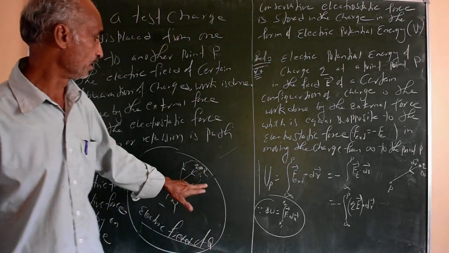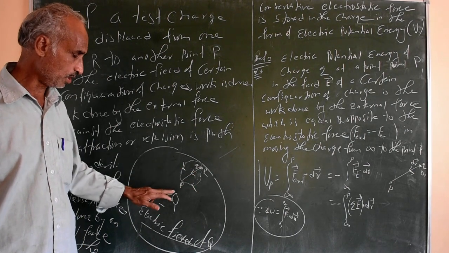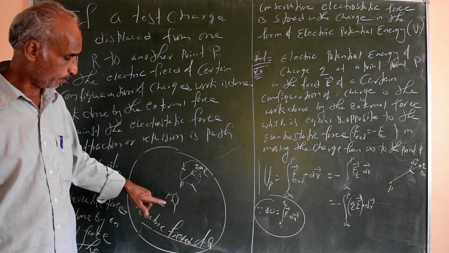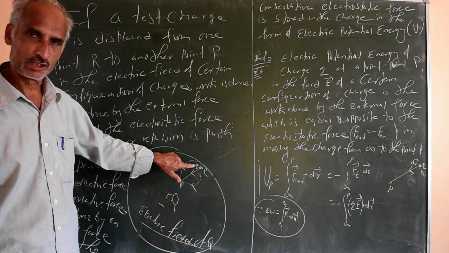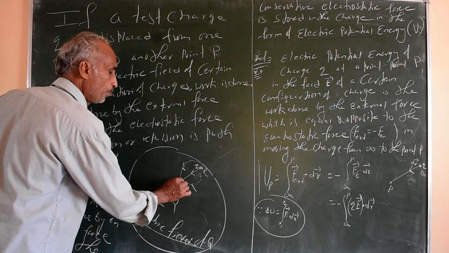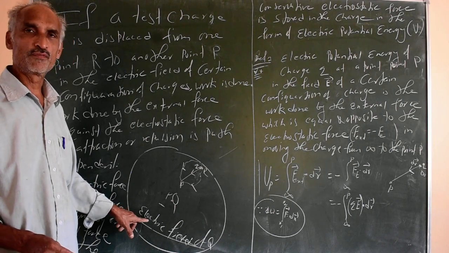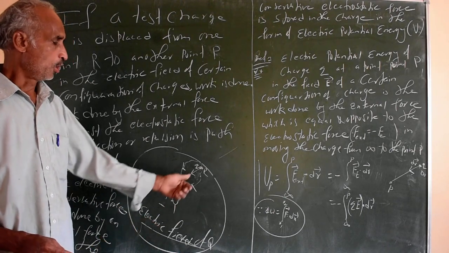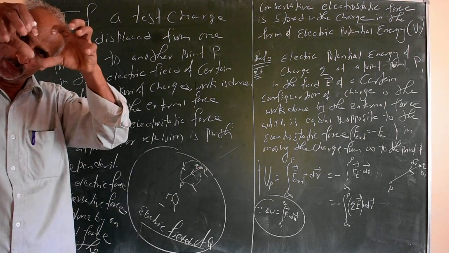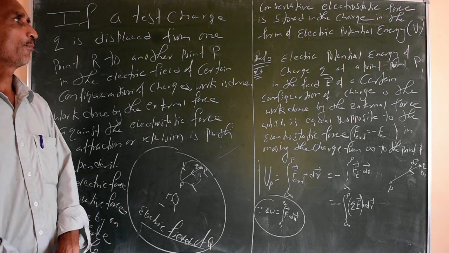Coming to the definition, the positive test charge q is displaced from R to P against the electrostatic force of repulsion between the source charge plus Q and this test charge plus small q by an external force, along any path, and the work done will be the same. Therefore, the electric field or electric force is conservative in nature. Work done by the external force in moving the charge q from R to P will be stored in the charge in the form of potential energy. That potential energy is called electric potential energy.